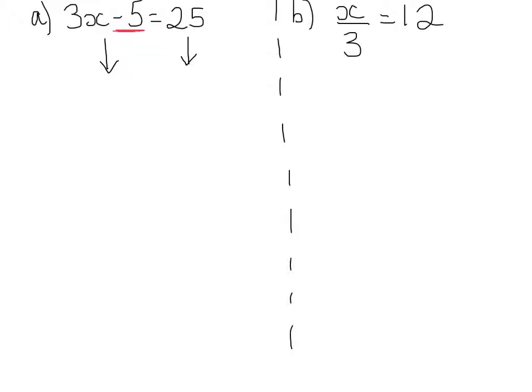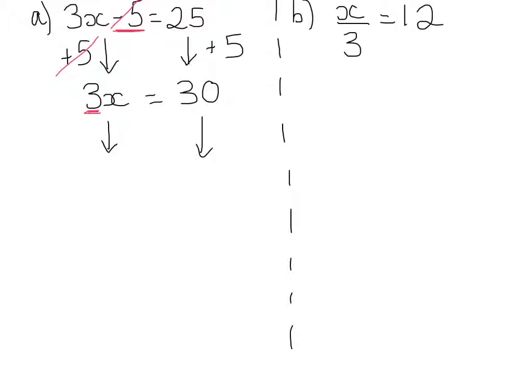So we've always got to do the opposite. Because it's negative 5, take away 5, we do the opposite and we add 5. Then these two will cancel. However, because we've added 5 to one side, we also have to add 5 to the other. So that leaves us with, on this side, because these cancel, just 3x, and on the other side, 25 plus 5 gives us 30. So 3x equals 30.